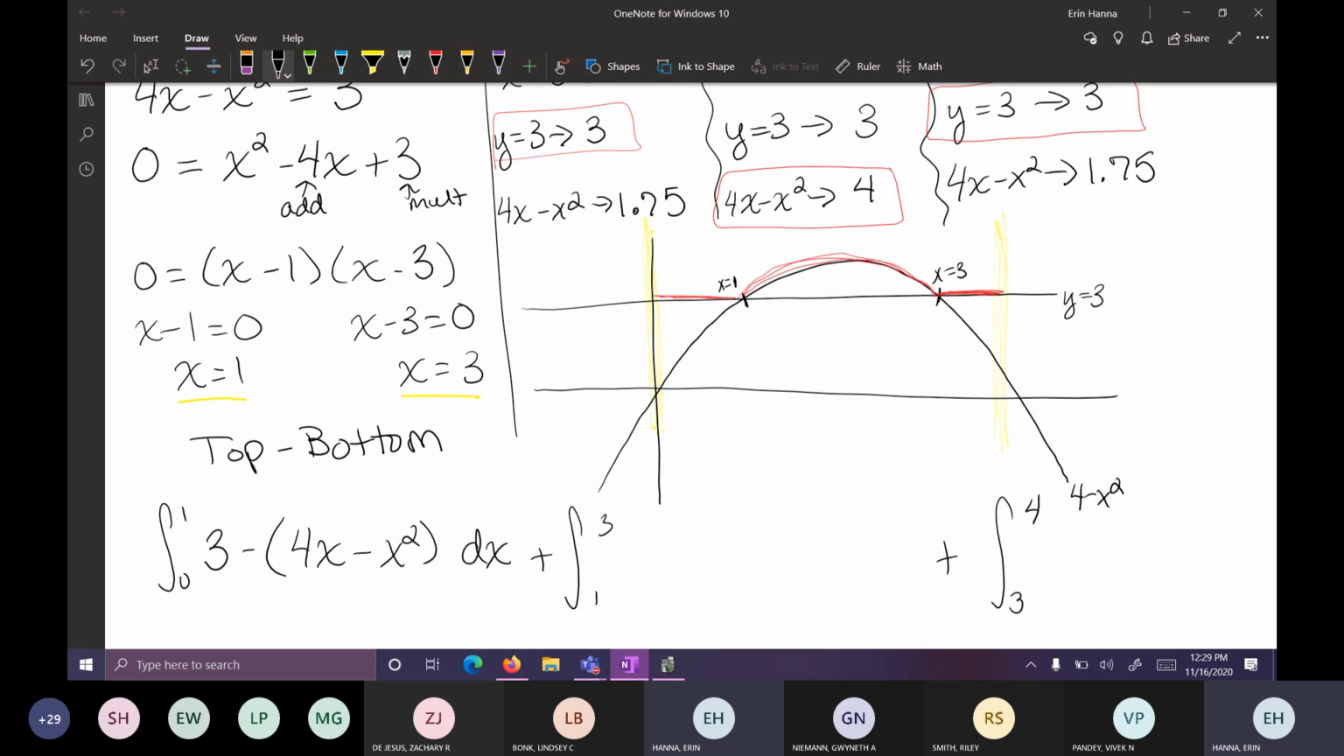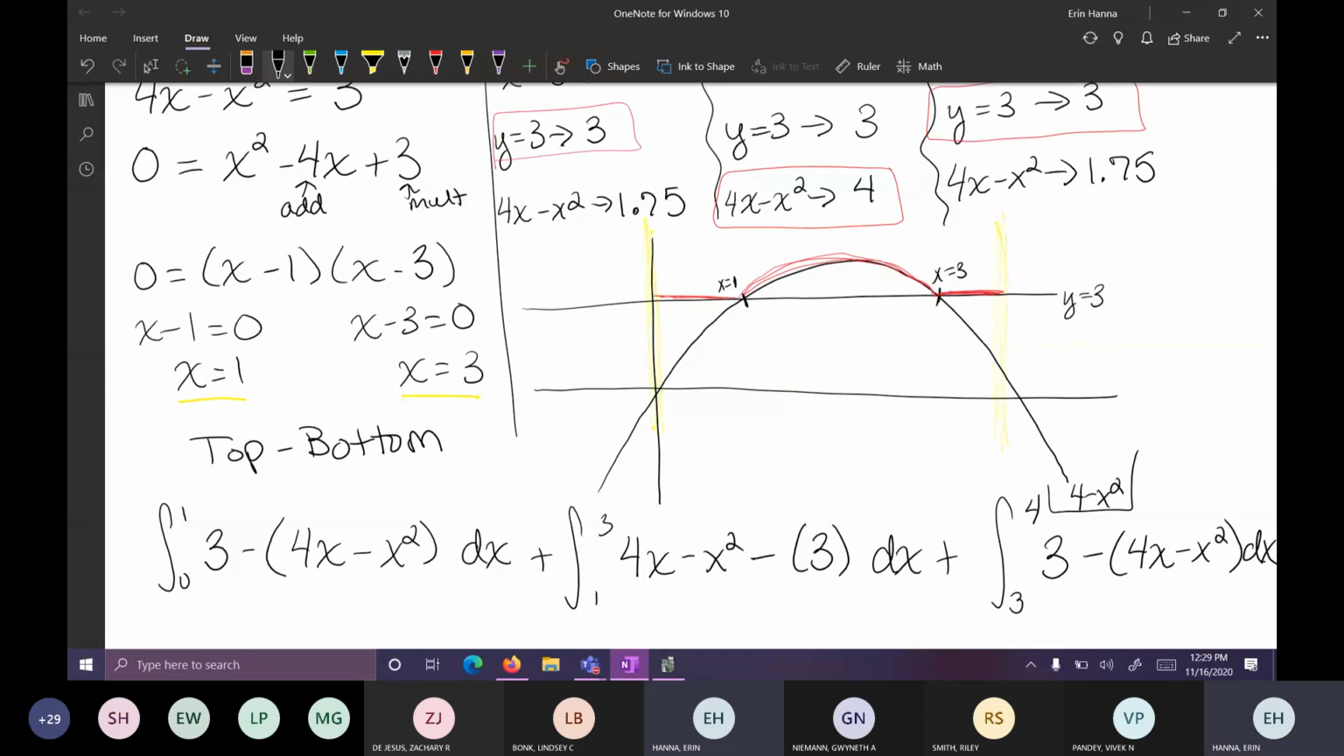In the second interval, 4x minus x squared was on top, so our top minus bottom looks like 4x minus x squared minus 3. I'll put the 3 in parentheses just to do what I was just saying. And then in the last interval, 3 turned out on top again, so top minus bottom would look like that.